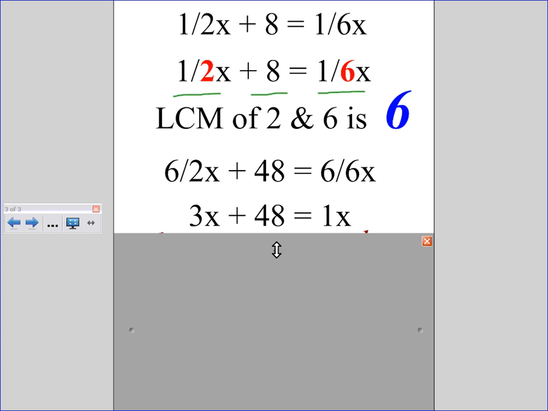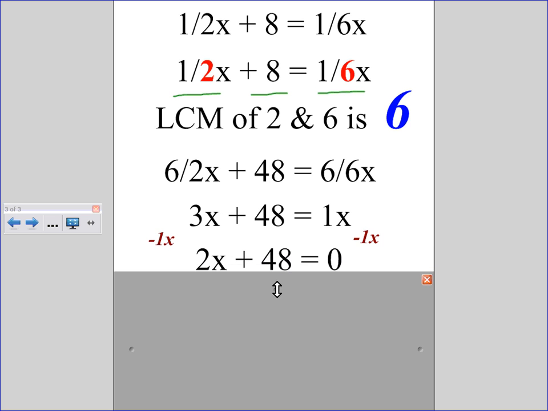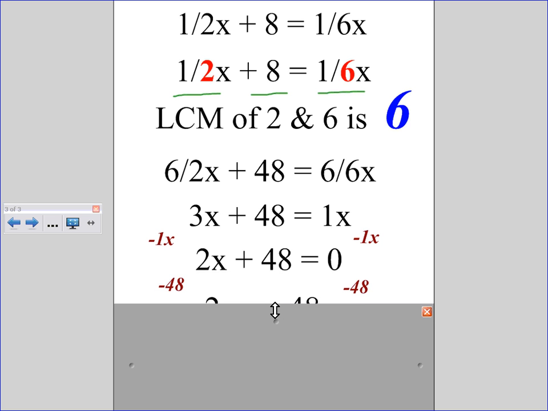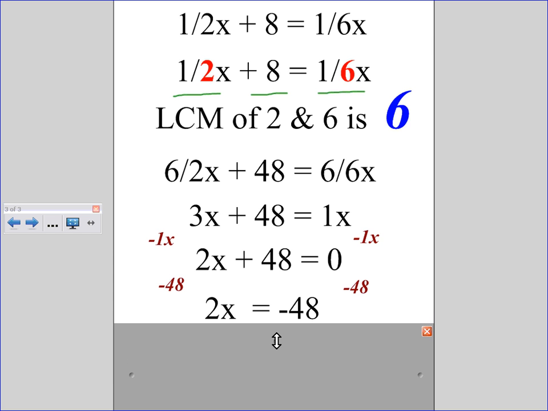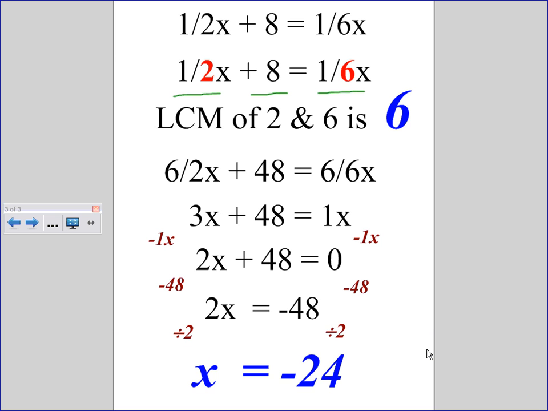Now, to solve this equation, minus 1x from both sides. When I minus 1x from both sides, I get 2x plus 48 equals 0. My next step, subtract 48 from both sides. When I subtract 48 from both sides, I get 2x equals negative 48. Last but not least, divide both sides by 2. And when I divide both sides by 2, I get my x value, which comes out to be negative 24.